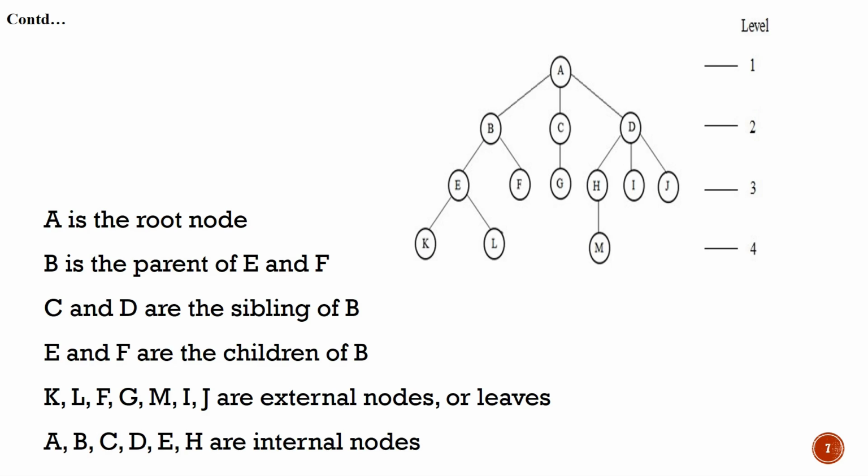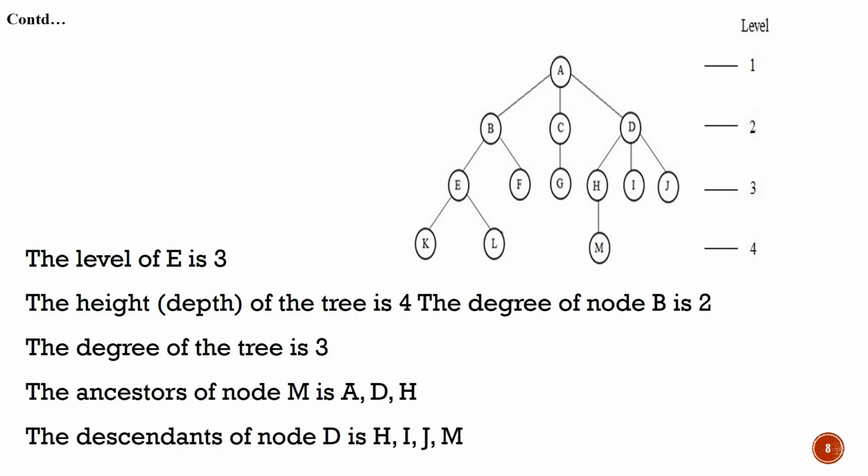The rest of the nodes are A, B, C, E, H. These are the internal nodes, the nodes whose degree is not zero. And the nodes whose degree is zero, we call them external nodes or terminal nodes. If I go with the level, A is at level 1, B, C, D at level 2, and E, F, G, H, I and J at level 3.